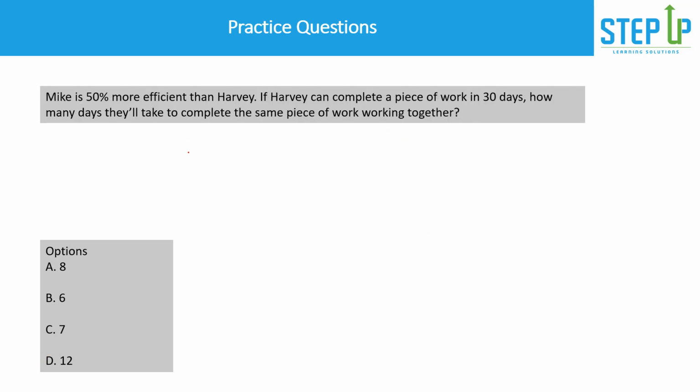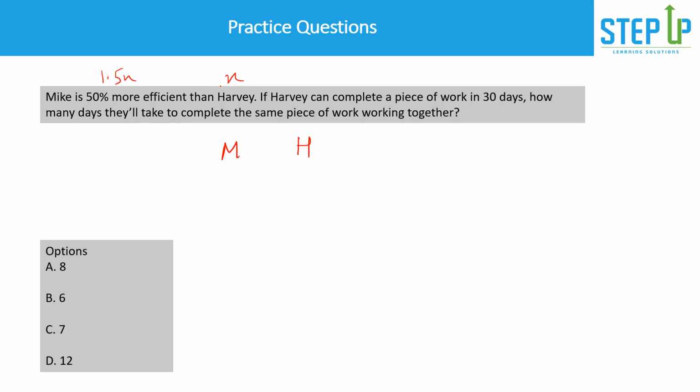Now sometimes they can also say one person is more efficient than the other, and if this one does it in so many days, how much time will the other one take, or how much time will they take if they all work together. So here we're saying Mike and Harvey. Mike is 50% more efficient than Harvey. That means whatever the efficiency of Harvey is, let's say X, Mike's efficiency would be 1.5X. Would you agree with me?